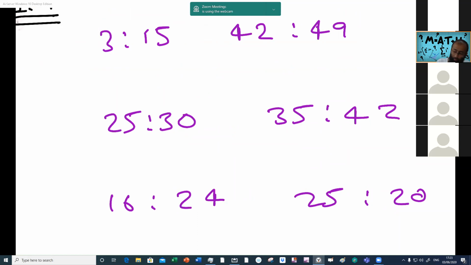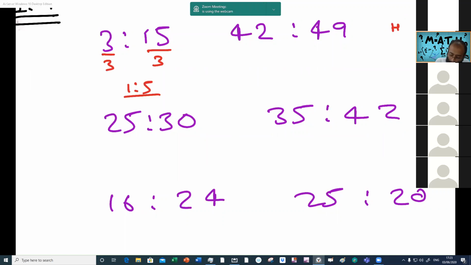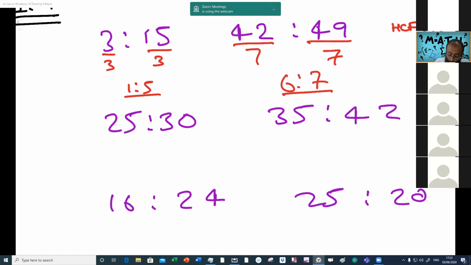Because it says 3 ratio 15, it would be divided by 3, so it's going to be 1 to 5. Beautiful. And the next one, 42, 49. It would divide by 7. Okay, so 42 and 49, they both divide by 7. So divide that by 7 and divide that by 7. What's that give you? 6, 7. Beautiful. You're on a roll, man.